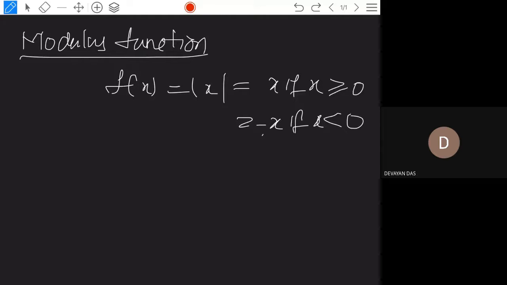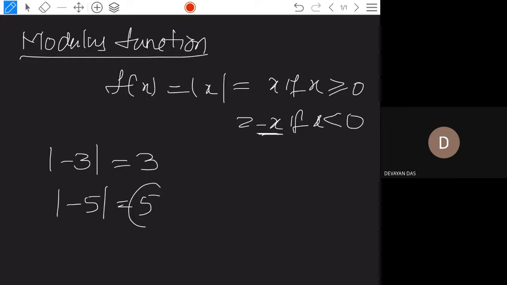Sir, this is negative, no? But whenever we take the modulus, modulus of 3 we write 3, modulus of -5 we write +5, always positive comes, here negative came. Most of the students will get this type of doubt. So that's why I raised that this minus x is not negative, it is positive. Why? Because I have given that x is less than 0.